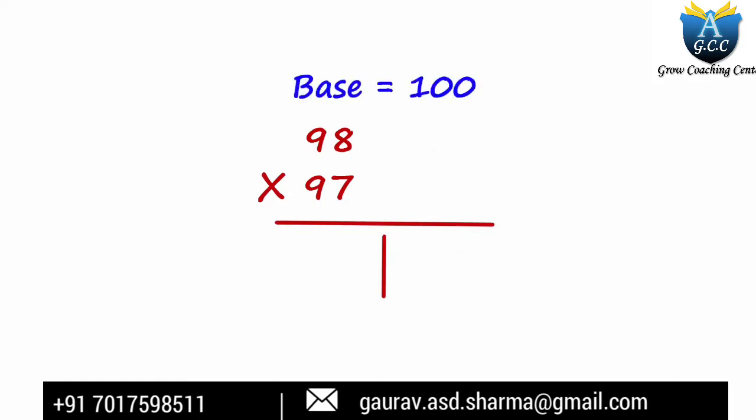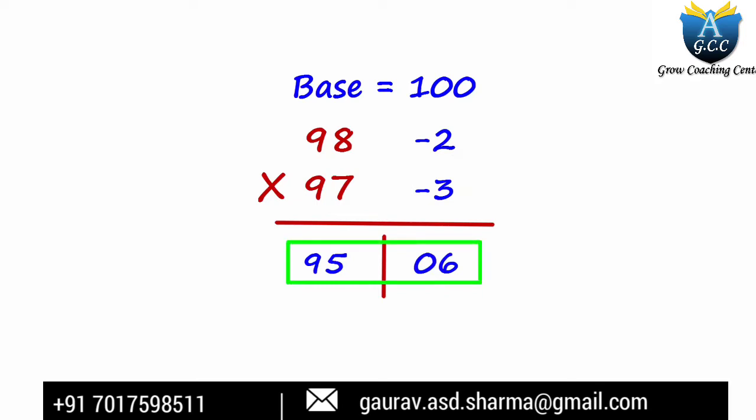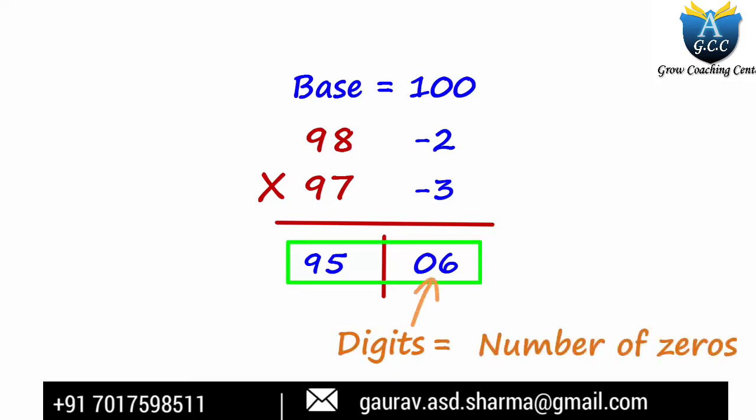We have seen examples like 98 times 97 where both numbers were below the base. The technique to multiply numbers like this was very simple. Find the base, find the deviations, find the sum of any of the diagonal numbers, find the product, and bingo! We have our answer. And there's just one thing we need to keep in mind here. The number of digits on the right will be equal to the number of zeros in the base.